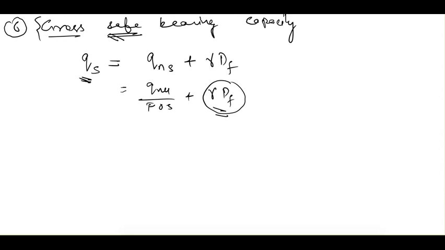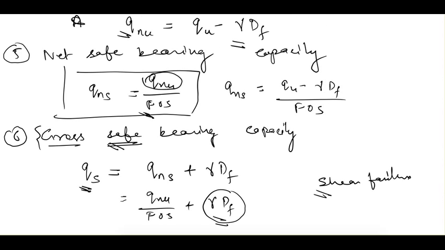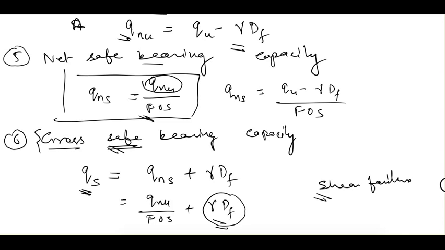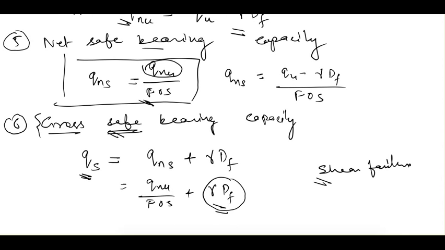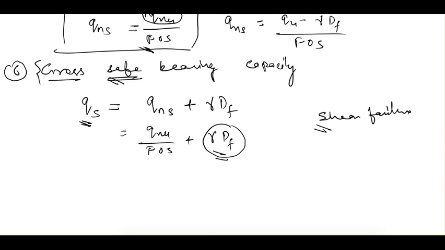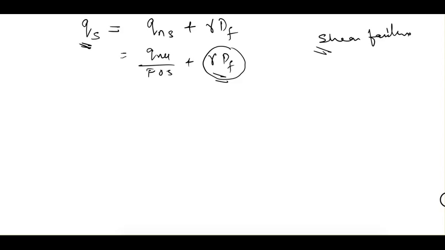So all these terms that we discussed till now are related to shear failure. This gross safe bearing capacity is the maximum gross intensity of loading that the soil can transfer safely before failing in shear. Similarly, net safe bearing capacity is the maximum safe capacity that the soil can take before failing in shear. So all are related with shear.